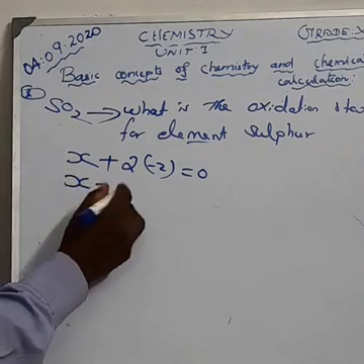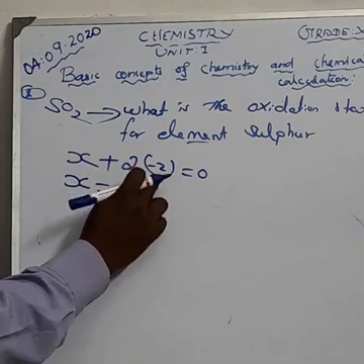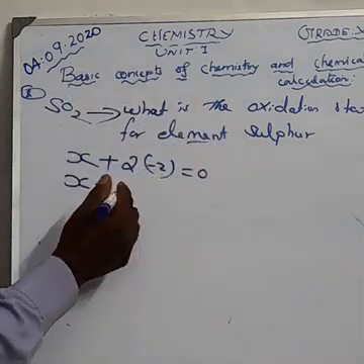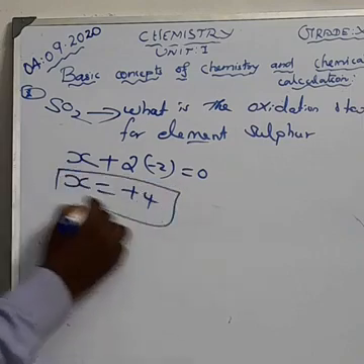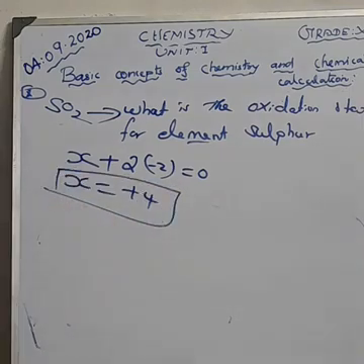Okay. Now, what's the answer? X is equal to 2 into -2, that is -4, and moving it across we get +4. So the oxidation state for sulfur in SO2 is +4.